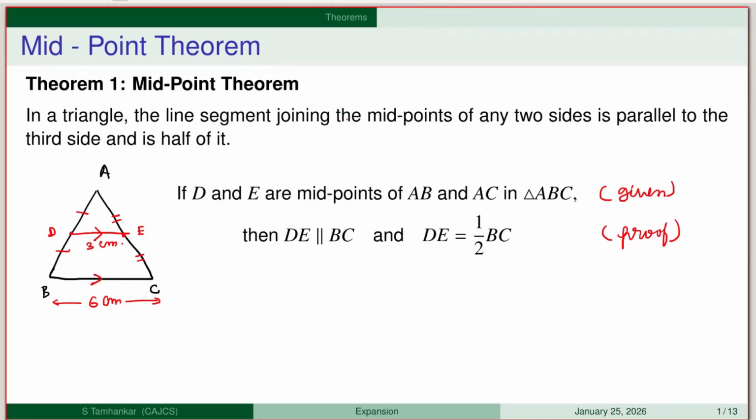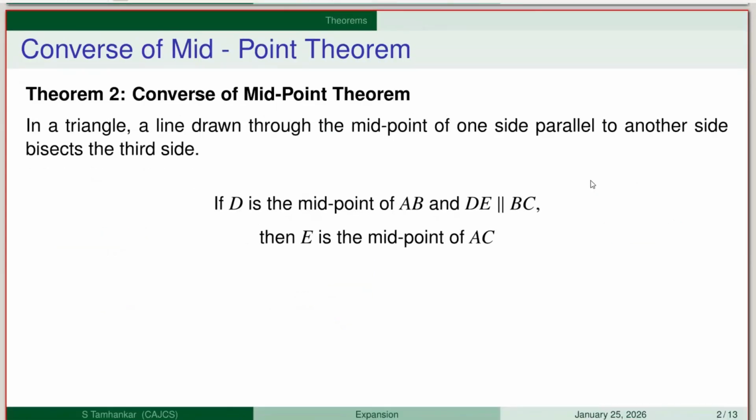In any triangle, we can take one more example here. If this is a midpoint, then the line joining the midpoints will be parallel to the third side and it will be half of the third side. Let us look at the converse of the midpoint theorem now. For the converse, a line which passes through the midpoint of one side and is parallel to another side will pass through the midpoint of the third side. So this is the property.